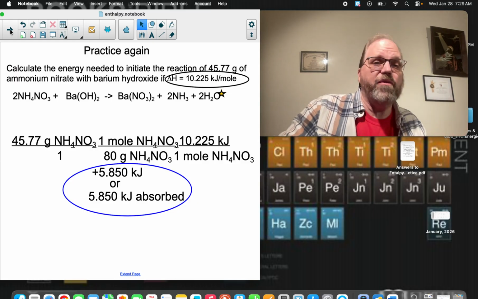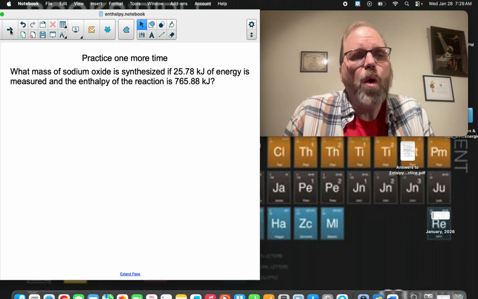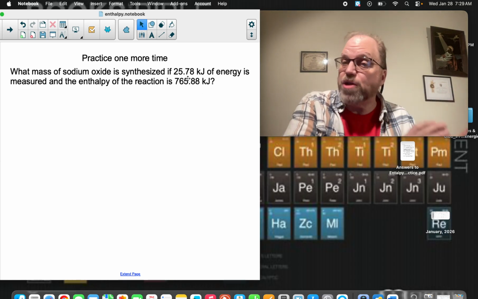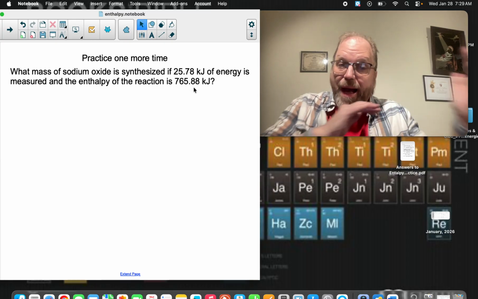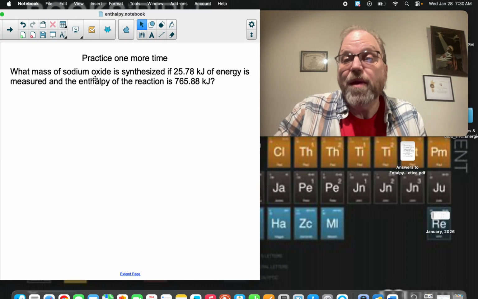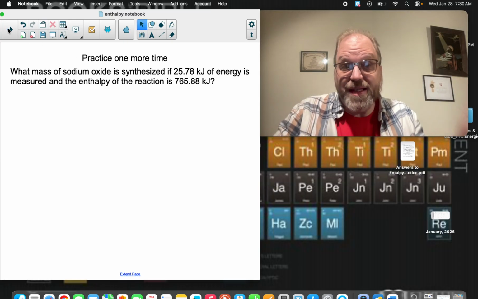Now there's another way you can also do that. We can do this in reverse. So we can ask, what mass of sodium oxide is synthesized if 25.78 kilojoules of energy is measured and the enthalpy of reaction is 765.88 kilojoules? Now we're starting with energy this time, so we're going to go the opposite way. And you see here it's not per mole, so this one, we do actually need the reaction.